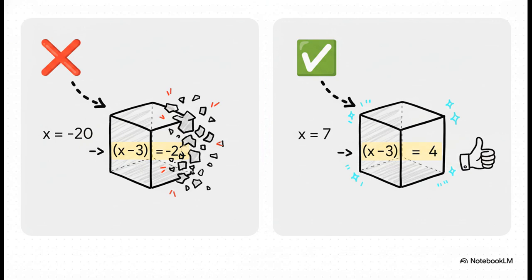You literally can't have a negative length. But if we try x equals 7, all of the dimensions for both cuboids work out to be positive numbers. So x has to be 7. It's the only solution that actually makes sense in the real world. And there you have it. That's our final answer.